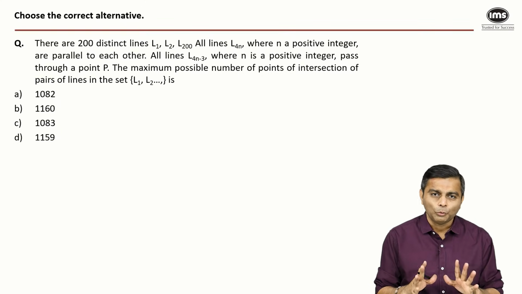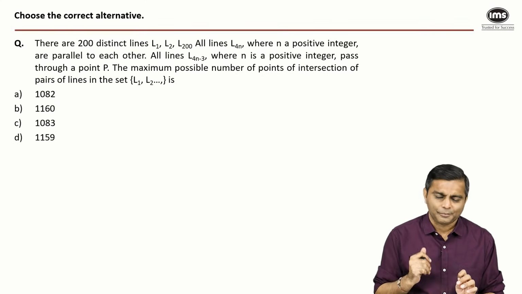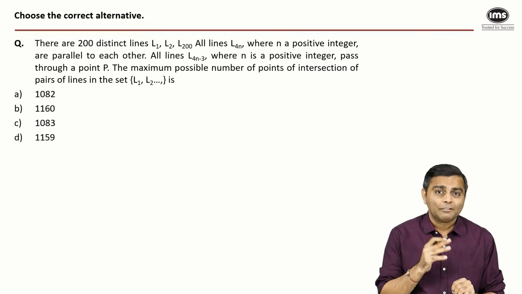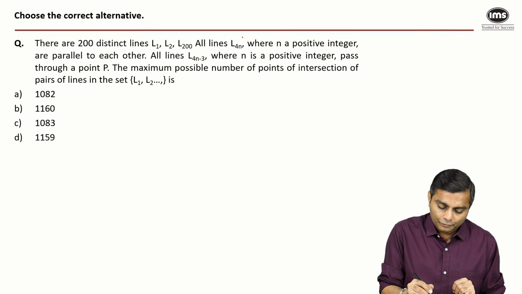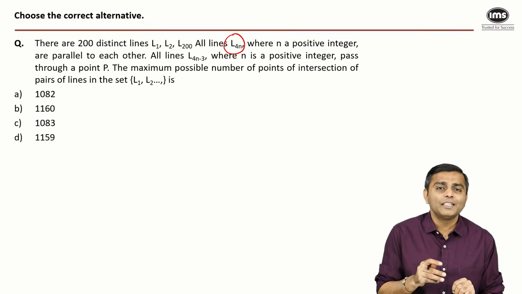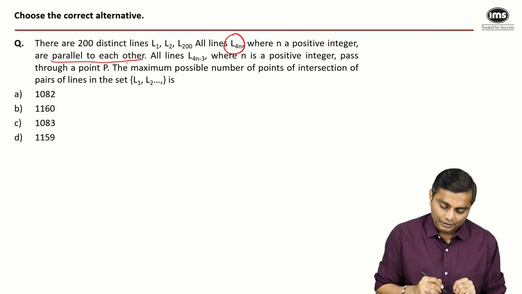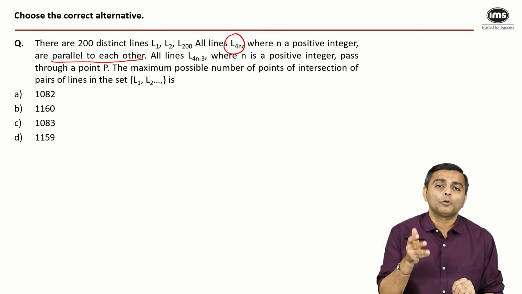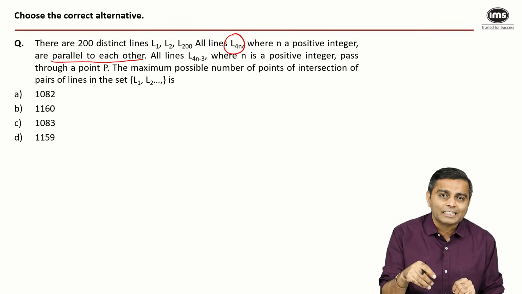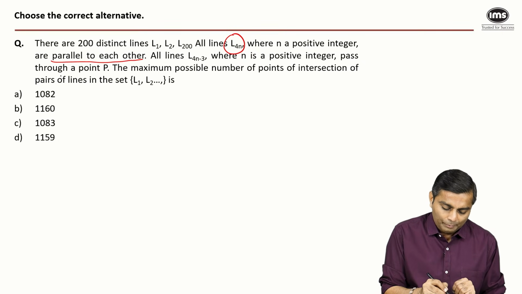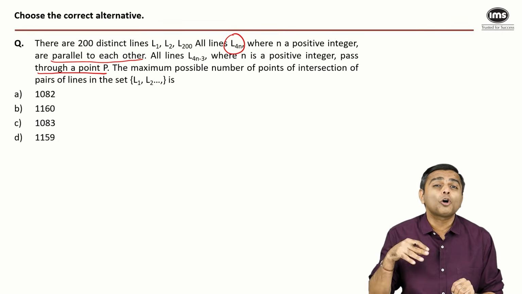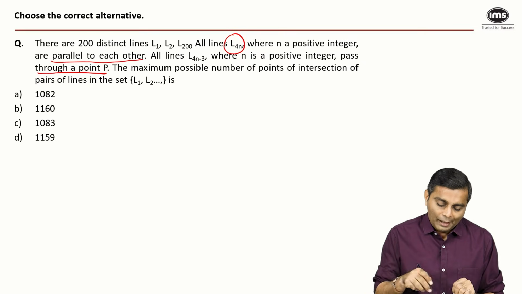Again, a question on counting, not very difficult, a moderate question. There are 200 lines L1 to L200. All lines of the form L4N, which means L4, L8, L12, are parallel to each other. Lines of the form 4n minus 3, so lines L3, L7, L11, etc., pass through a point P, so they are all concurrent lines. We want the maximum possible number of points of intersection of pairs of lines.